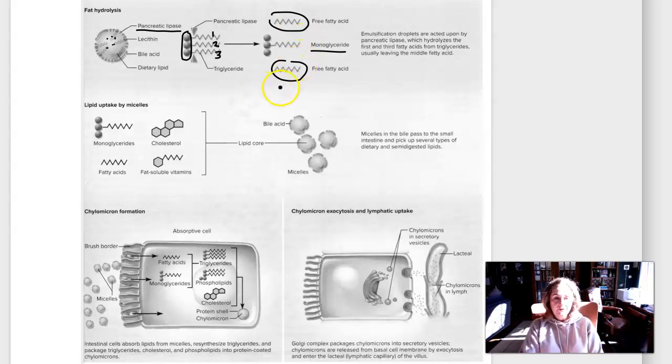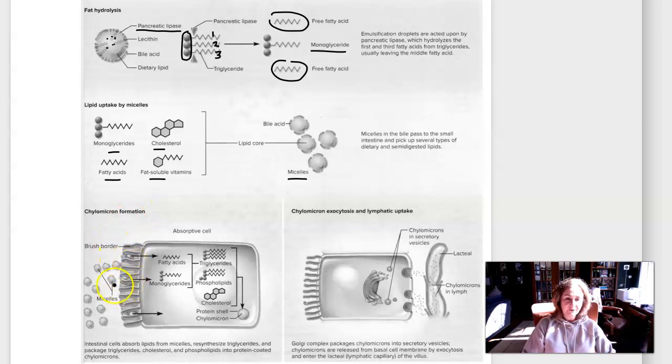And so also, just to look at this, not only will it be the fatty acids and the monoglycerides, but cholesterol, fat-soluble vitamins. So all of the fat within our diet will be part of these micelles. They're going to be part of the fat droplets that are solubilized by the bile salts.